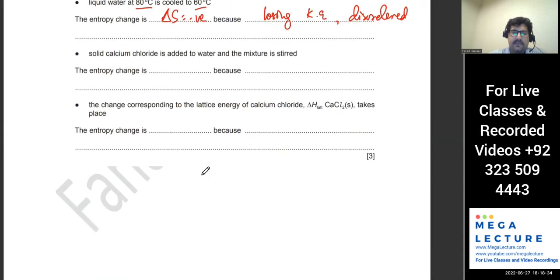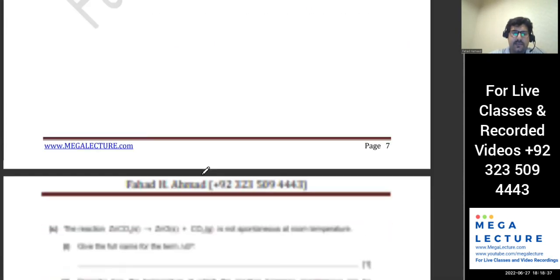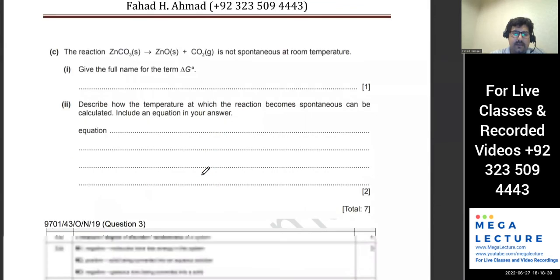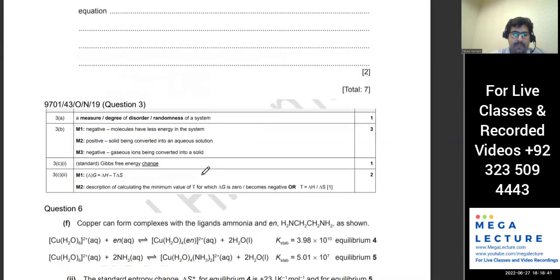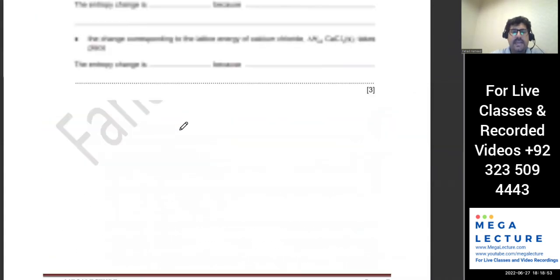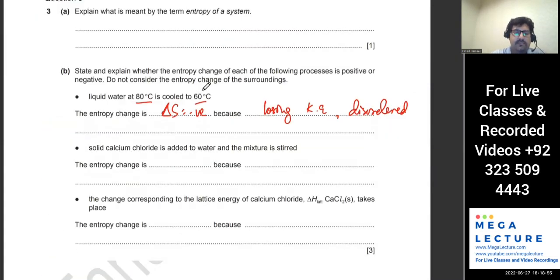I'll check the explanation for this just to confirm the reasoning. This one is probably one of the latest papers. So it is negative, molecules have less energy. He's making the same comment as well. So less kinetic energy. But very little difference: for water at 80 and water at 60, the change in disorder is very, very slight.